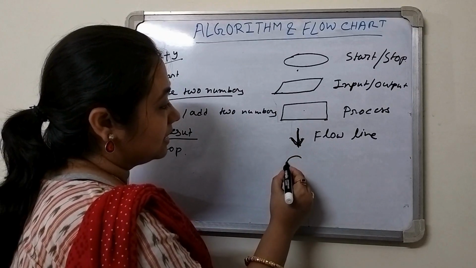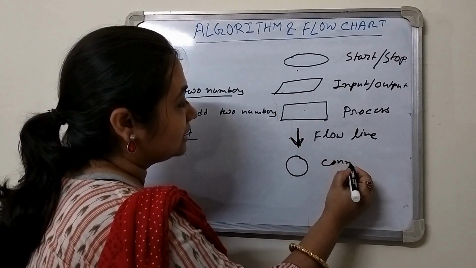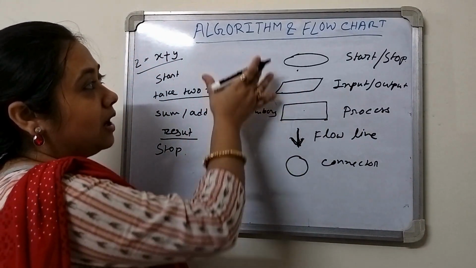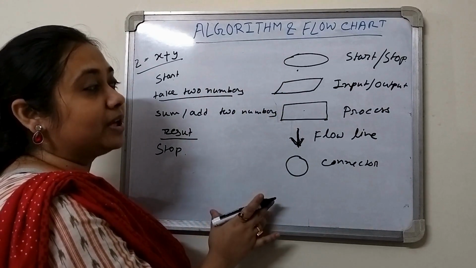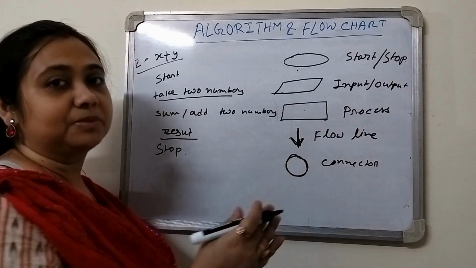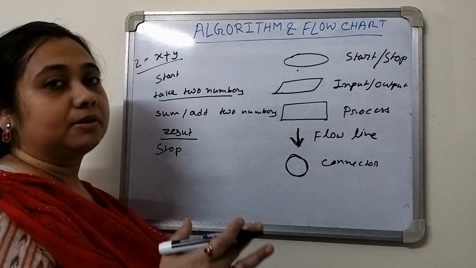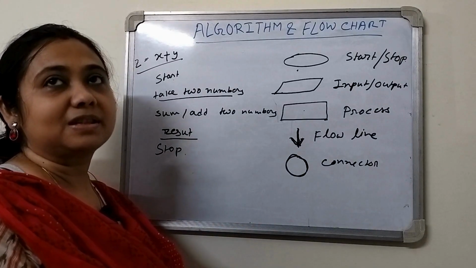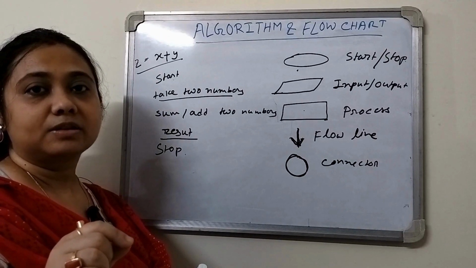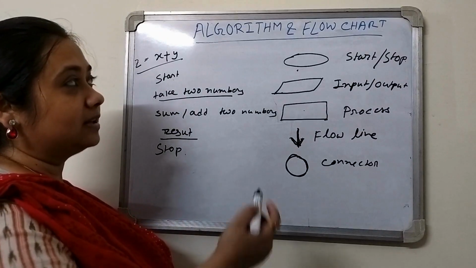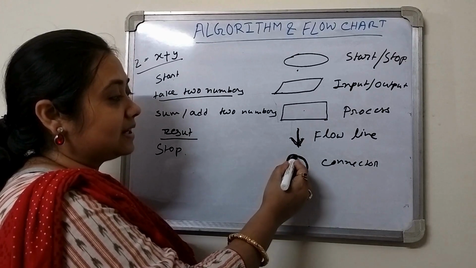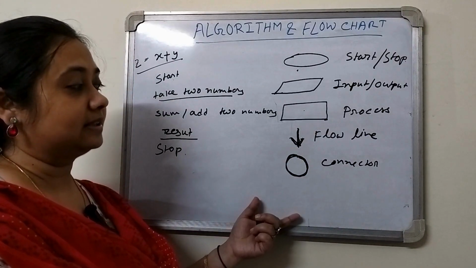And another shape is the connector. Why do we need the connector? Suppose I am writing such an algorithm that is so huge that I am unable to complete it in one page and we have to go to the next page. So we use this connector symbol. That means the rest of the algorithm or the flowchart will be continued in the next page. Similarly, in our copy we write PTO. So by using the connector, we represent that there is a continuation of the flowchart in the next page.